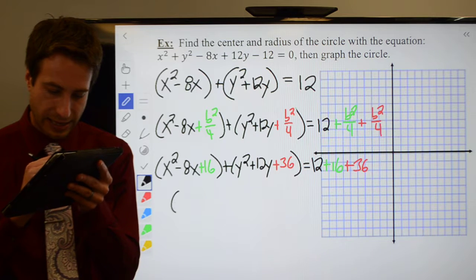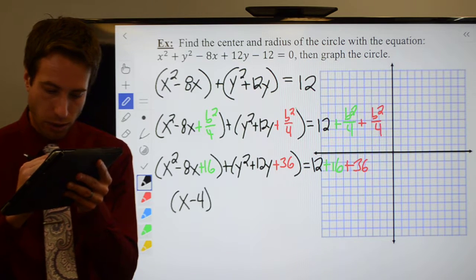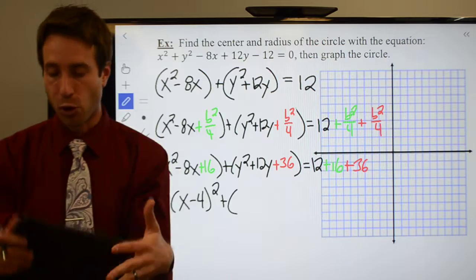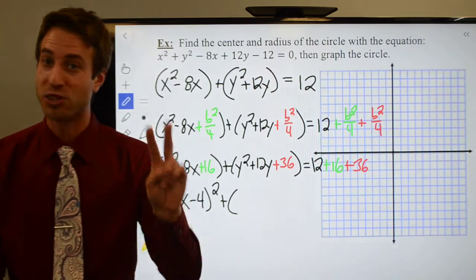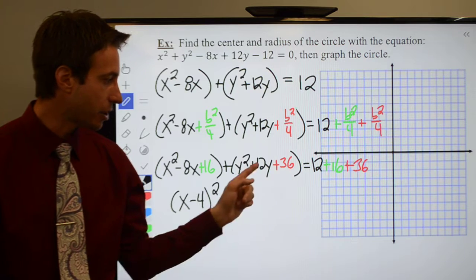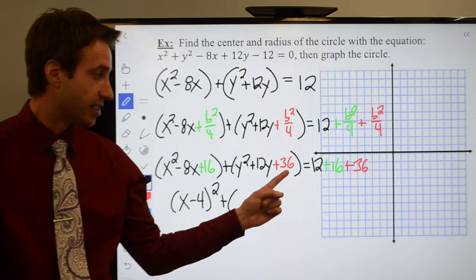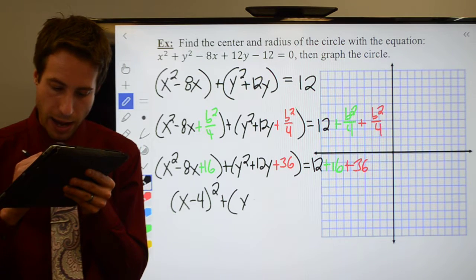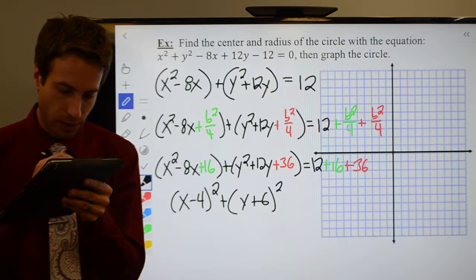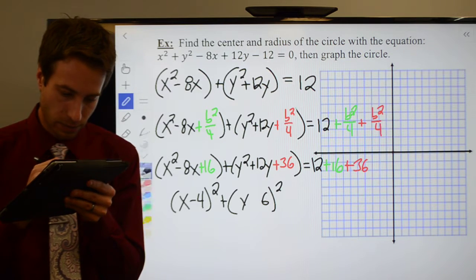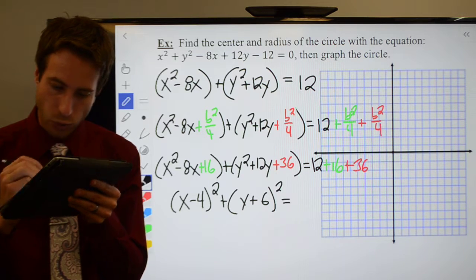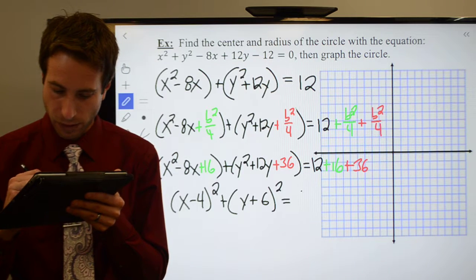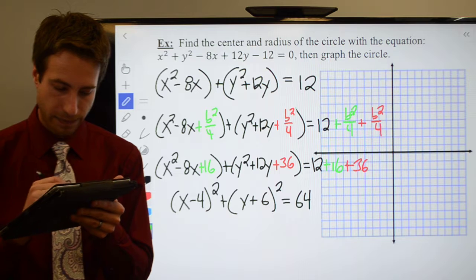So I can just rewrite this guy as x minus 4 squared plus, all right, perfect square trinomial, which means both binomials need to be identical. I need two numbers that are exactly the same, multiply to 36 and sum to 12, and it's not that hard. 6 and 6. 6 times 6 is 36. 6 plus 6 is 12. So y plus 6 squared, all equal to, and then 12 plus 16 plus 36, my calculator says that that is 64. And look at that. There you go.